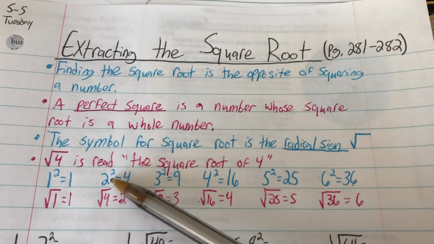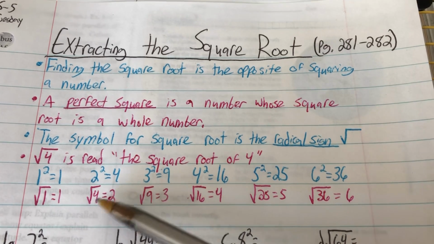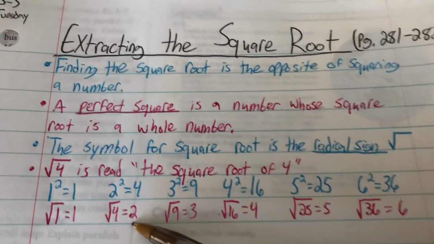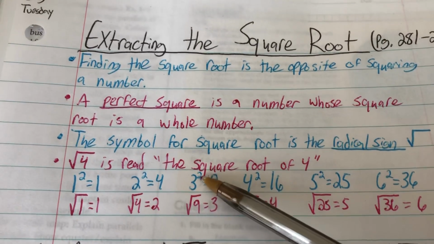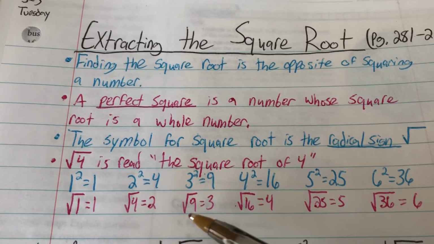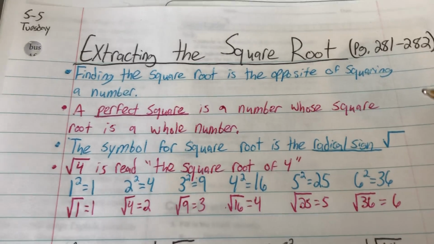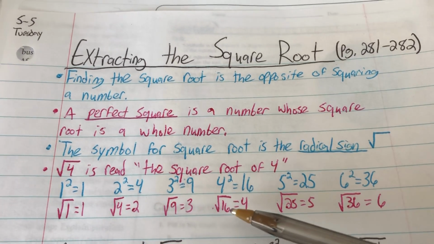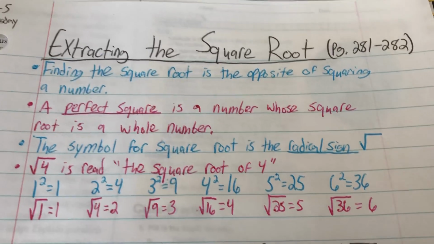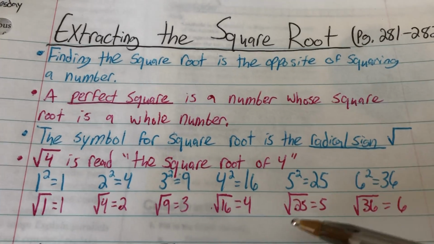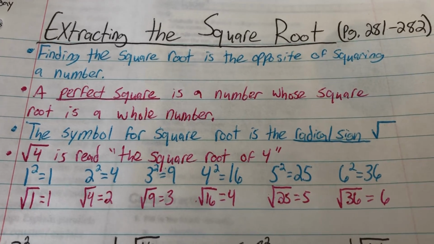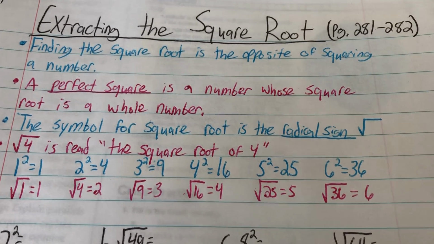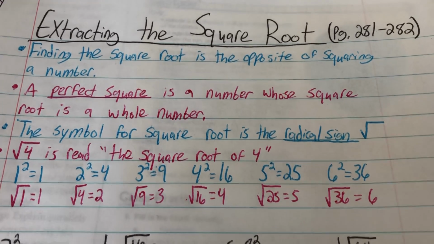2 times 2, 2 squared is 4. The square root of 4 is 2. 3 squared, 3 times 3 is 9. The square root of 9 is 3. 4 squared is 16. The square root of 16 is 4. 5 squared is 25. The square root of 25 is 5. 6 squared is 36. The square root of 36 is 6.